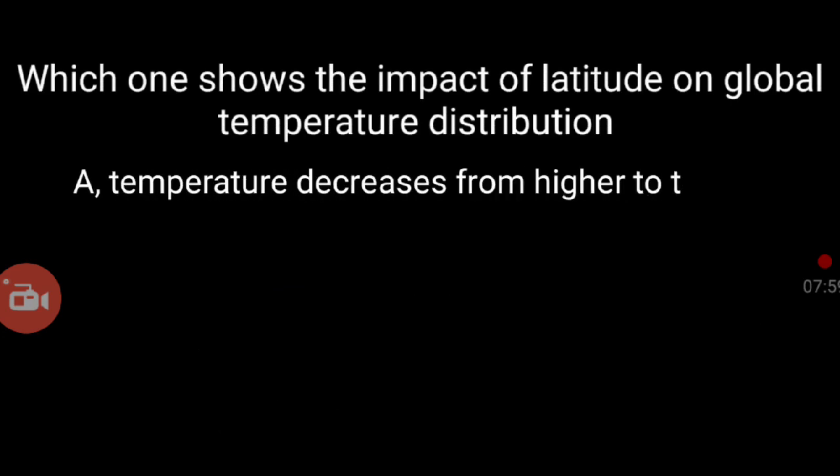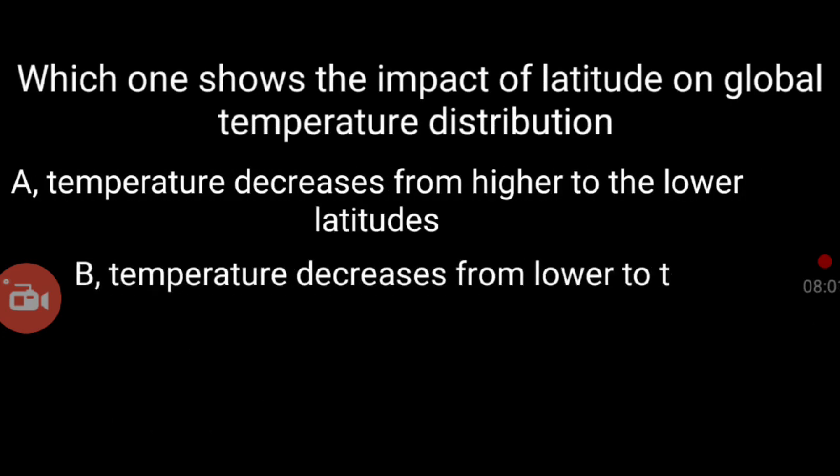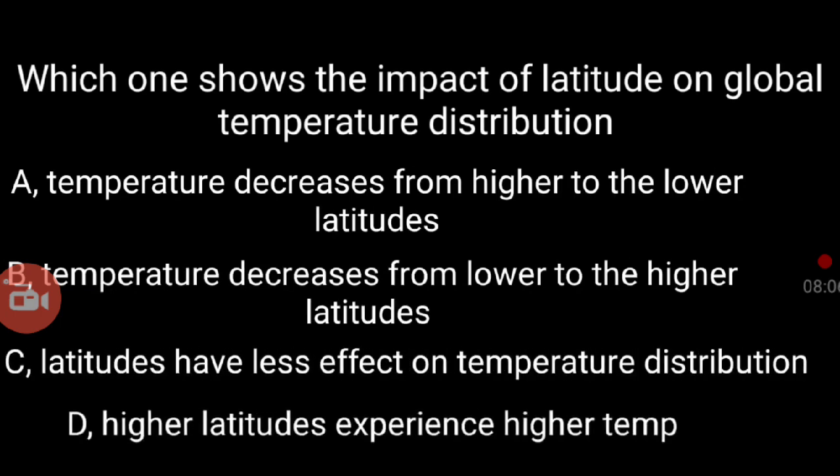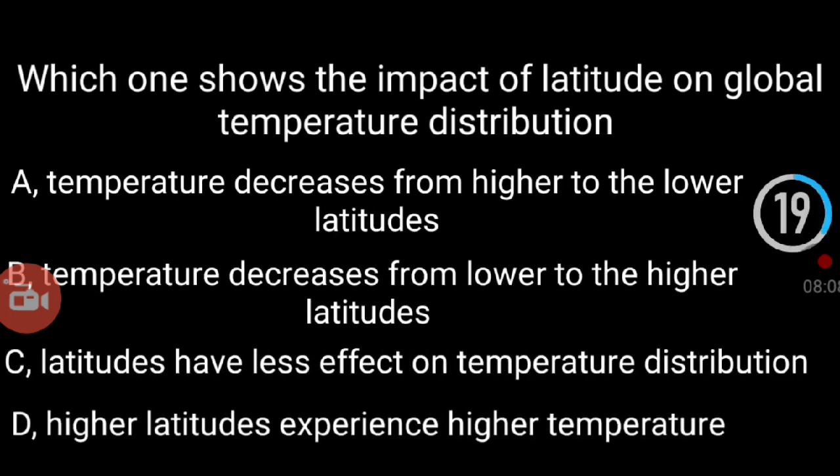Which one shows the impacts of latitude on global temperature distribution? A. Temperature decreases from higher to lower latitude. B. Temperature decreases from lower to higher latitude. C. Latitude has least effect on temperature distribution. D. Higher latitude experiences higher temperature.